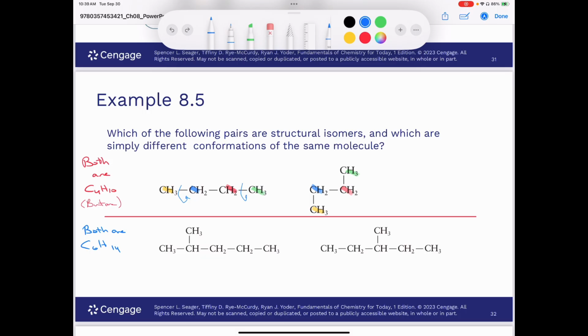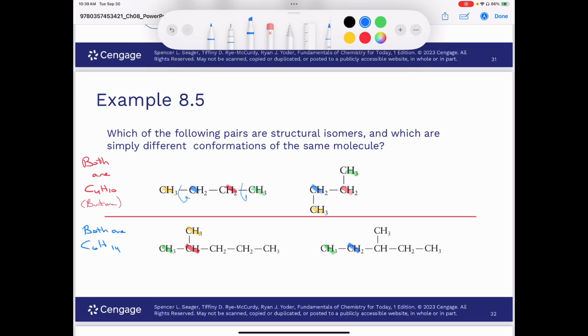They are not different conformations of the same molecule because it's not the same molecule. If you just start on the end here, you have CH3, okay, CH3. Then you have a CH that is attached to a CH3, right? What's attached to the other CH3 in green? It's not a CH, it's a CH2 group. And so you can clearly see that these are different.